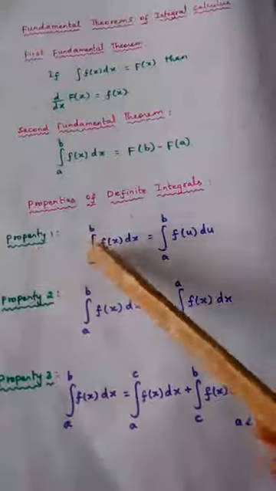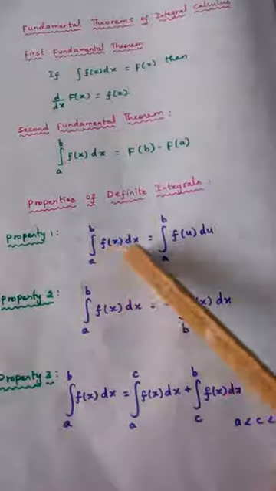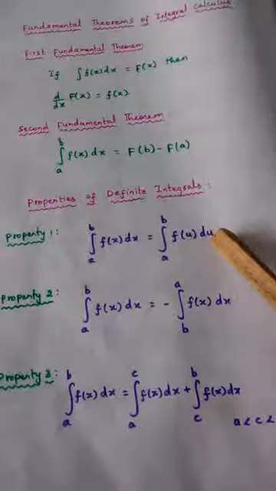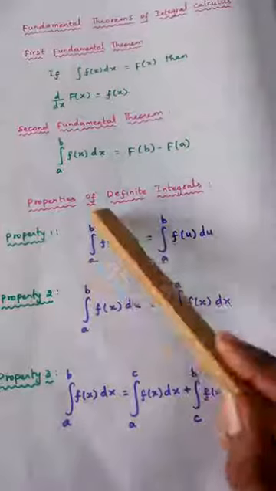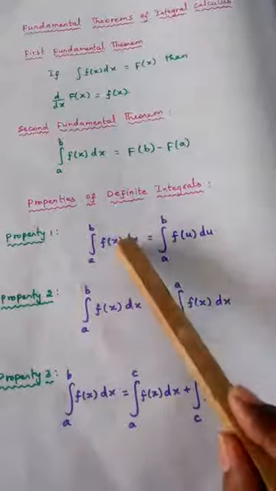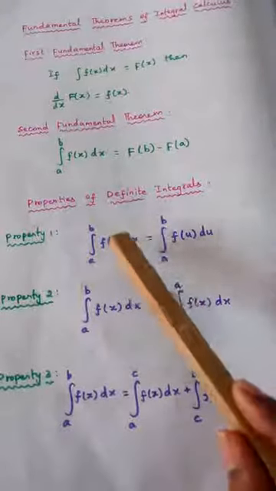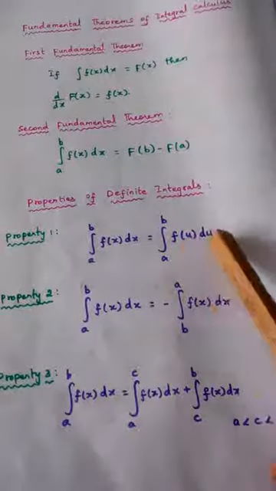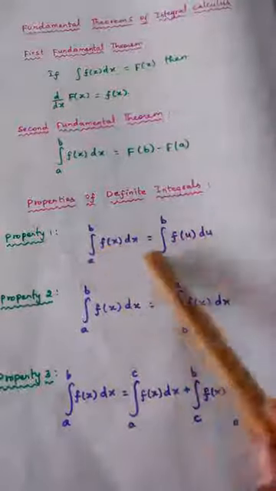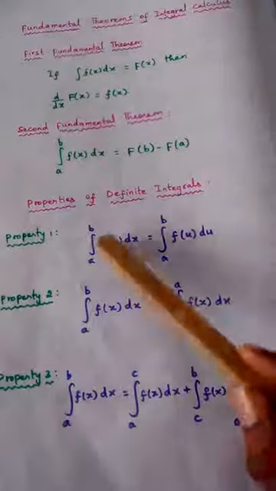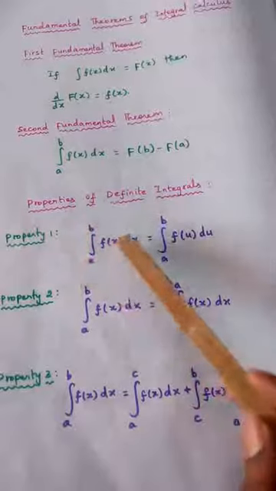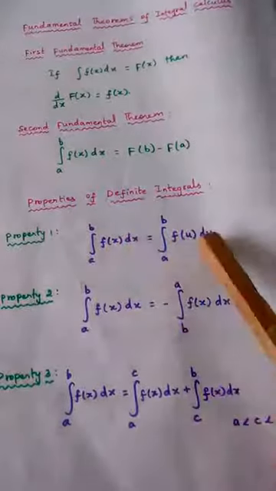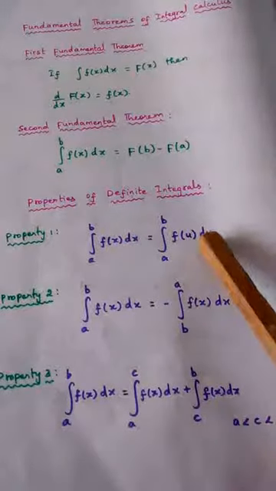Property 1. Integral a to b f of x dx is equal to integral a to b f of u du. The meaning is, if the limit is present, we need not worry about the variables. Even if it is f of x dx or f of u du or f of z dz or f of a da, everything will give the same answer. If limit is present, we need not worry about the variables. F of x dx or f of u du will give the same answer. That is property 1.